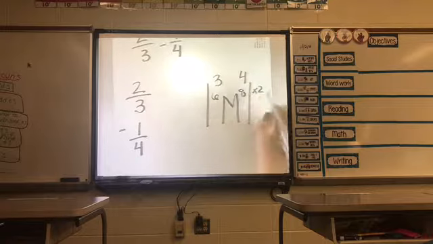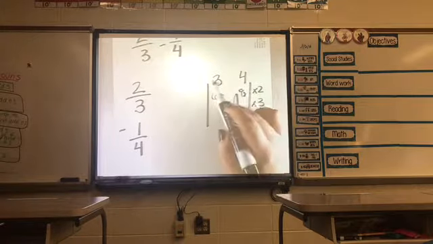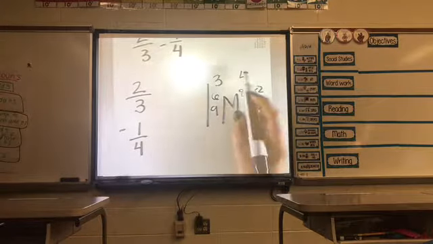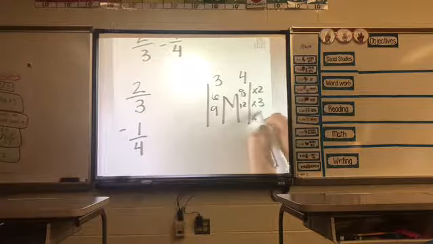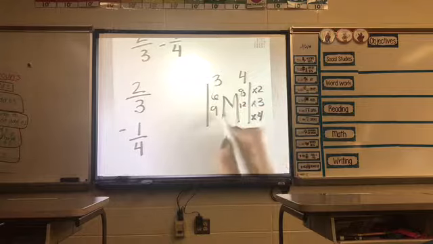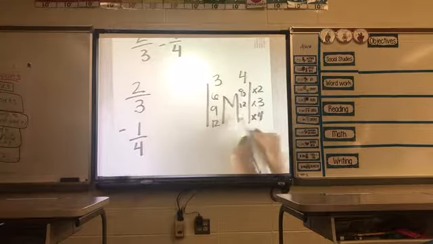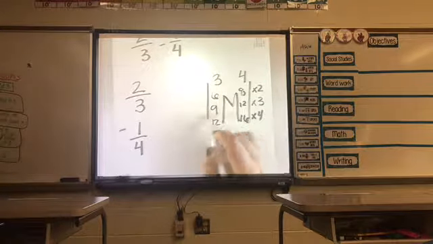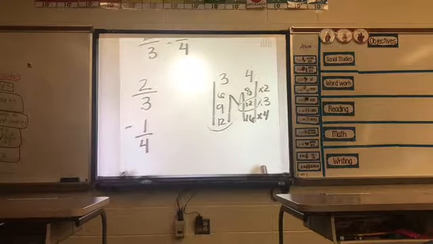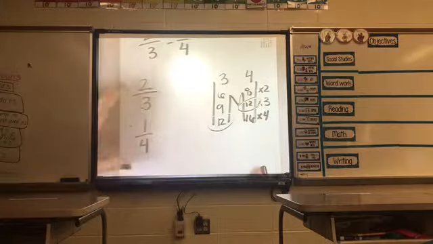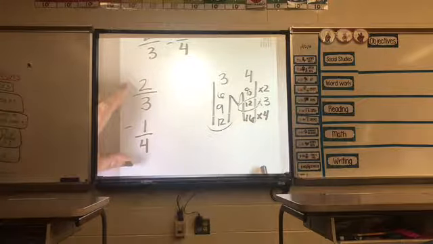I do not have anything in common yet, so I'm going to keep going. 3 times 3 is 9, 4 times 3 is 12, and then times 4. 3 times 4 is 12, 4 times 4 is 16, and right there I do see a common denominator of 12. So far, step number 1, write the fraction up and down.